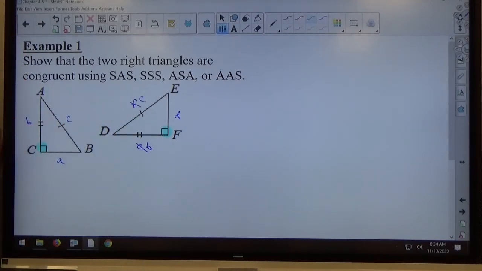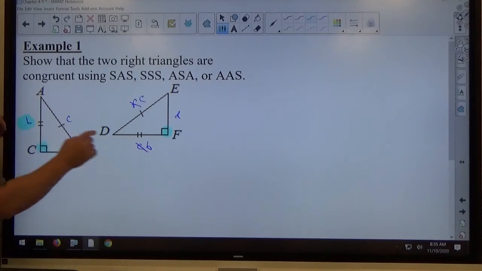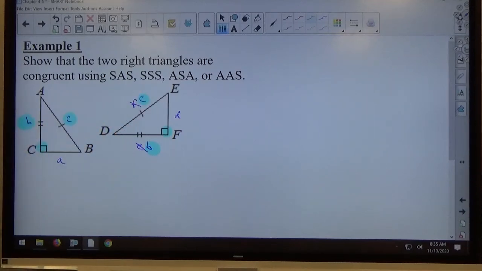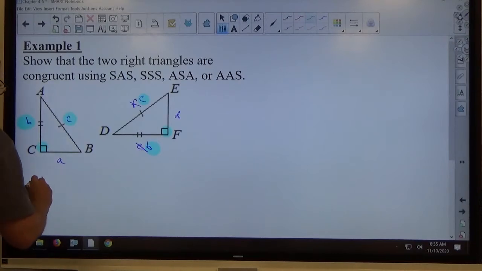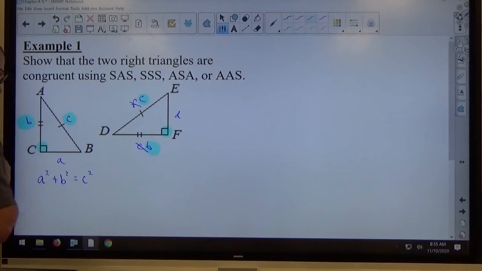So we have the capacity to use the same letters to represent some unknowns in this picture based on what they're telling us is true. Equal sides here, so I can use the same letter to represent. Equal sides here, use the same letter to represent. Okay. If I apply the Pythagorean theorem in both triangles, on this one here I'm going to get A squared plus B squared equals C squared.